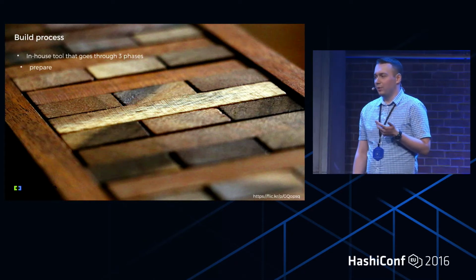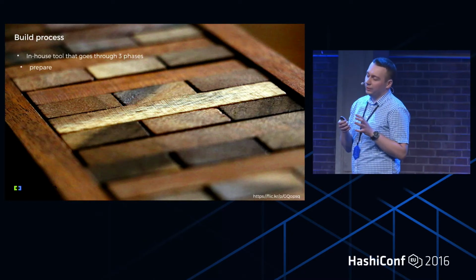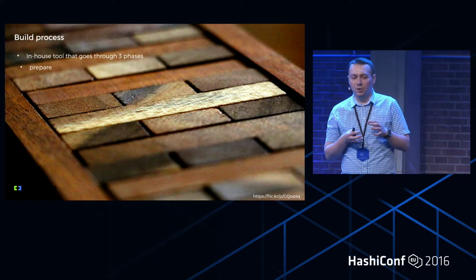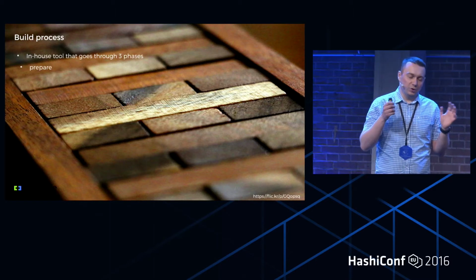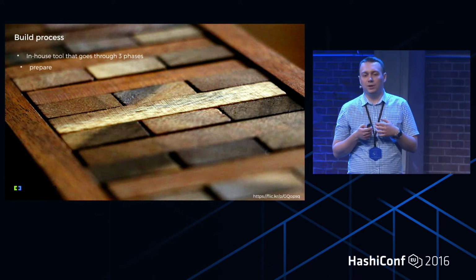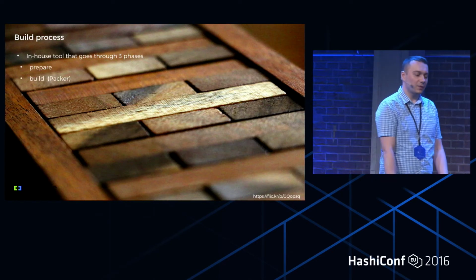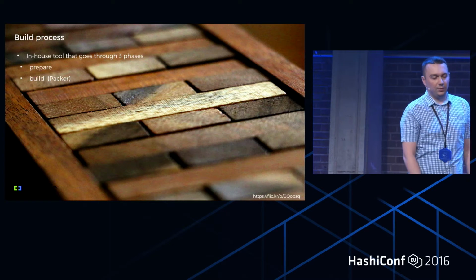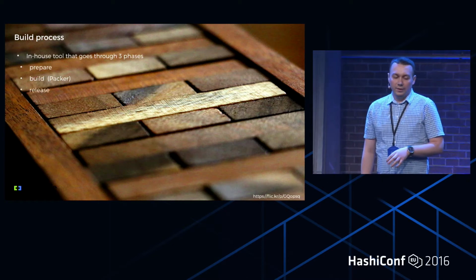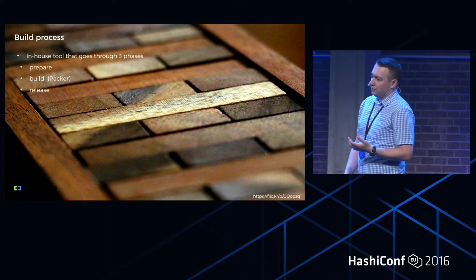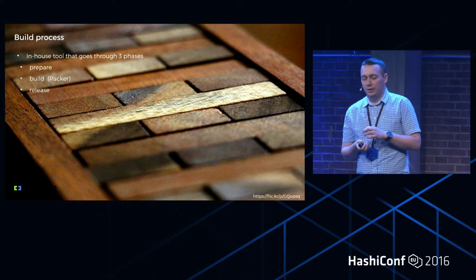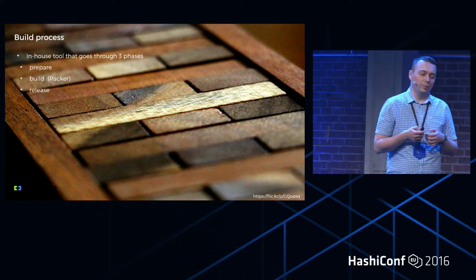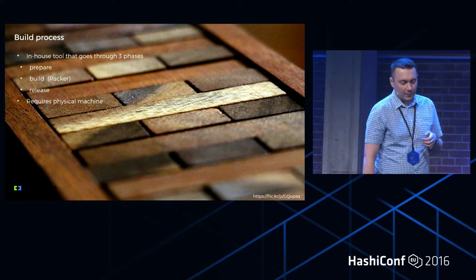The first phase is prepare. We download all the dependencies, we download the base box, and possibly all the files we need before we run Chef on top of that. The second phase is build, which actually runs Packer. And the third phase is release. We release the box, we export it, and we upload that to our build artifact server.